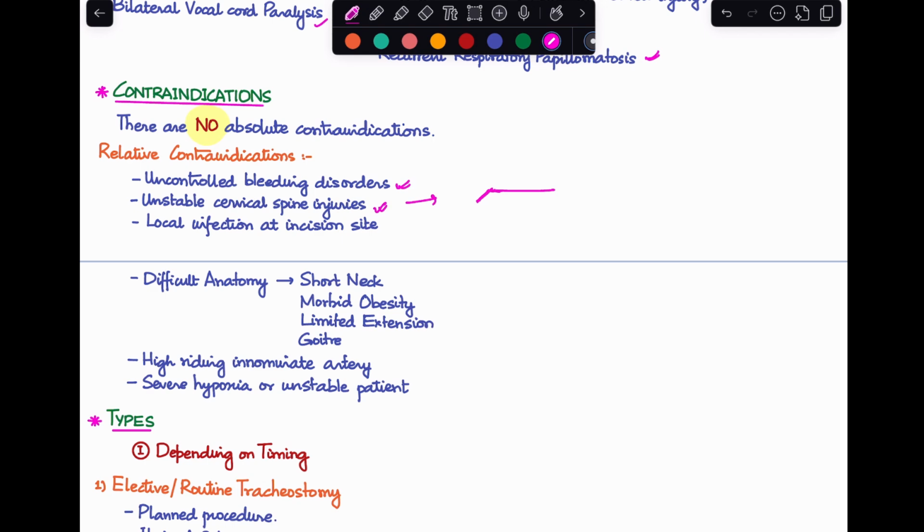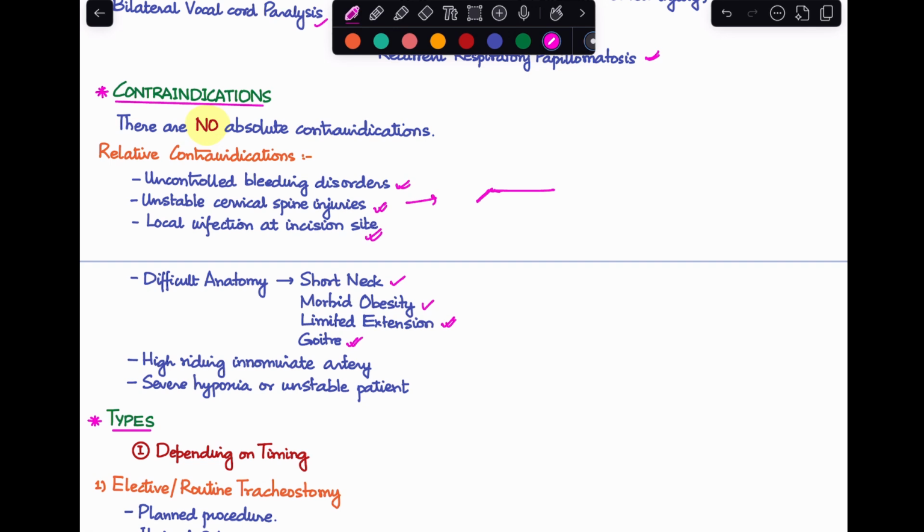Third is if there is any local infection involving the incision site, or if there is some kind of difficult anatomy, for example, people who have short neck or morbid obesity or limited extension of the neck, or a goiter or some pathology involving that area like swelling of the thyroid gland, all of these end up being difficulties in performing the surgery.